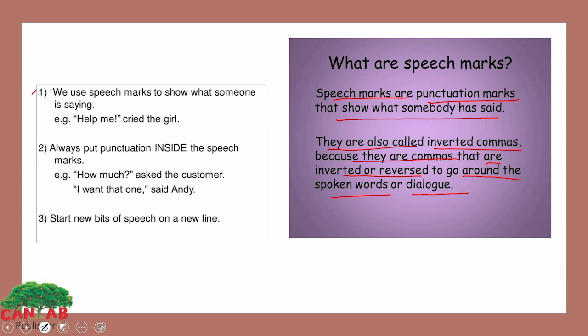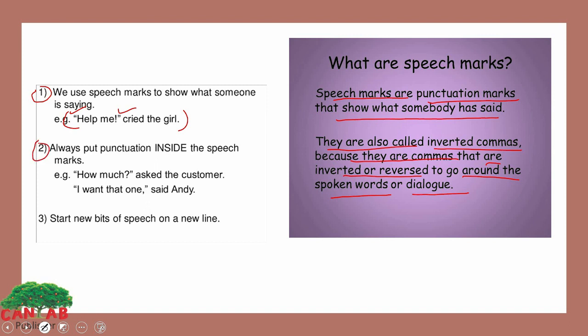Look at example number 1. We use speech marks to show what someone is saying. For example, "Help me." Here you can see the use of speech marks. Someone is saying, someone is talking. "Help me," cried the girl.